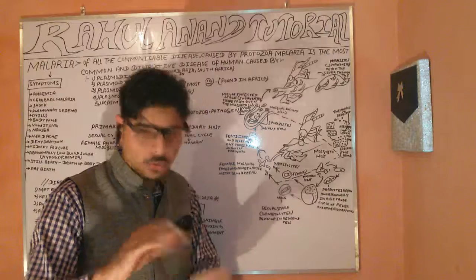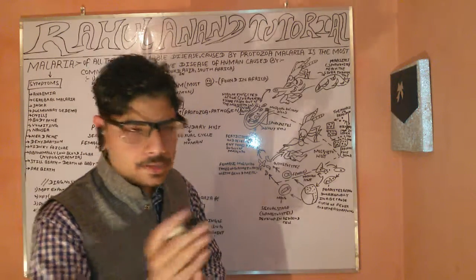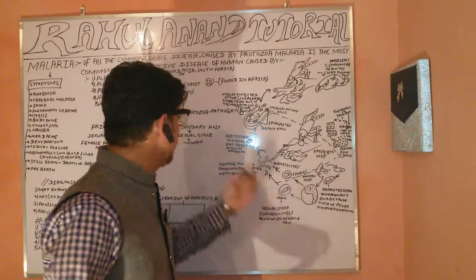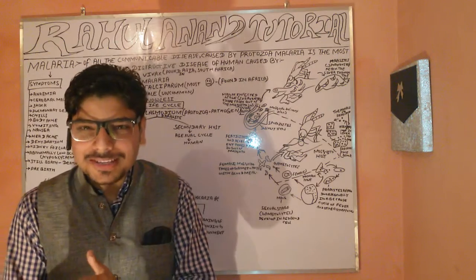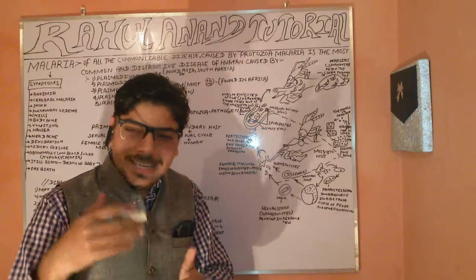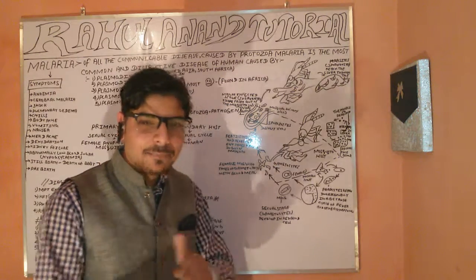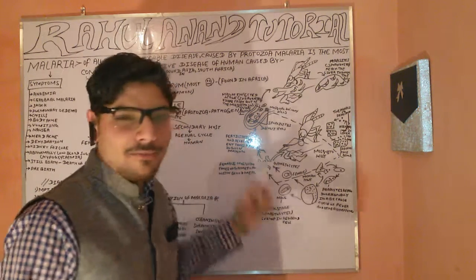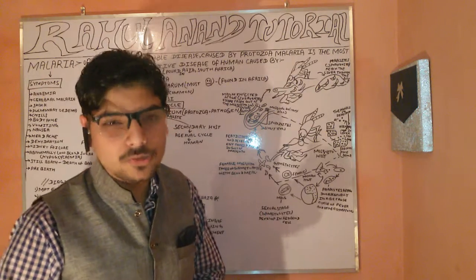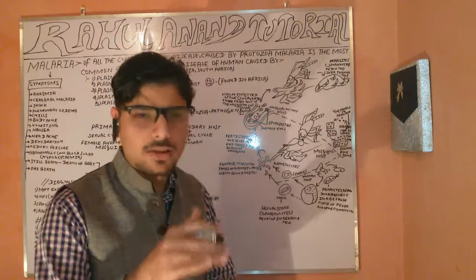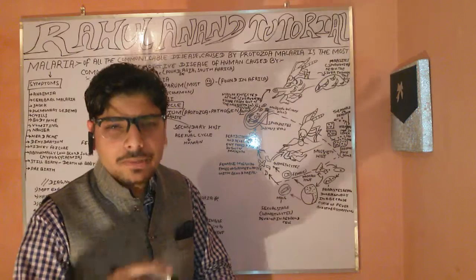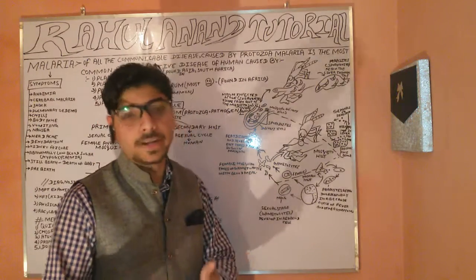So we have two types of host, such as the primary as well as the secondary host. What is the primary host? The primary host means the condition of the sexual stage. Where will it take place? It will take place in the female Anopheles mosquito's body, of course. Are you clear? And where will the second development take place? It will take place in the human body.